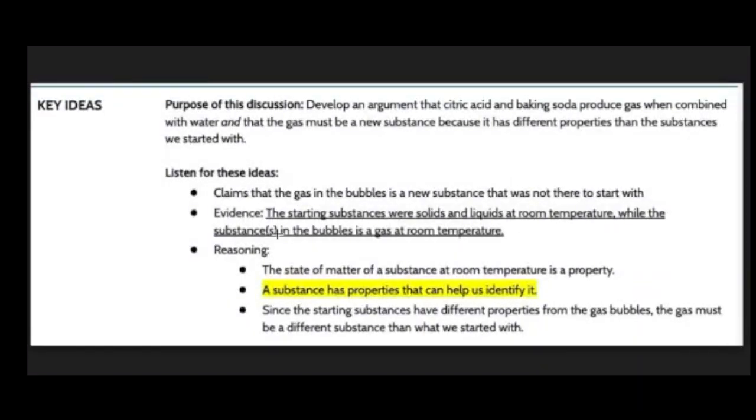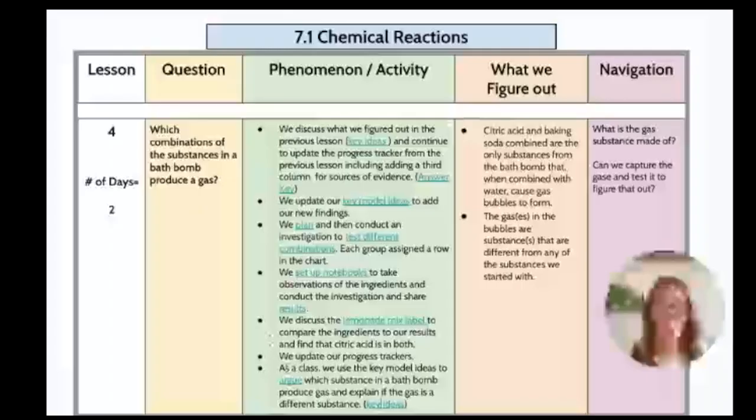And then the reasoning is that state of matter is a property of a substance. It can help us identify it. And that because the gas is a different property, it must be a different substance. So this is really going to come out with your discussion. But in order to do that, they have to identify that citric acid and baking soda made the bubbles, and that the gas was made when these two were mixed.